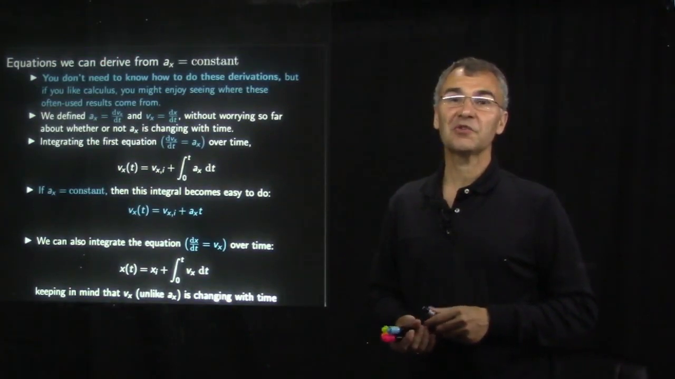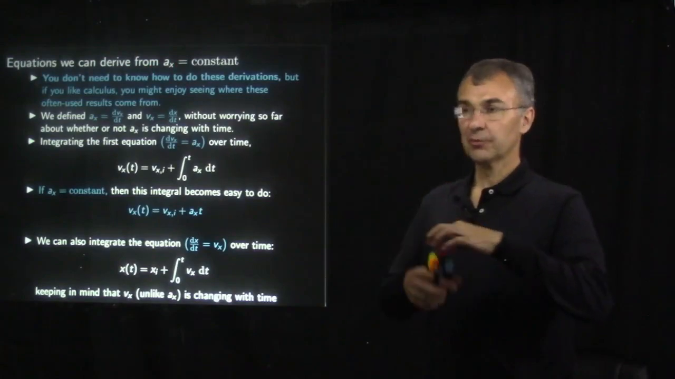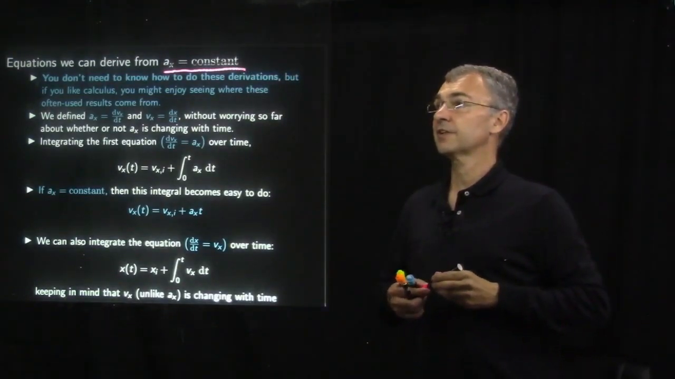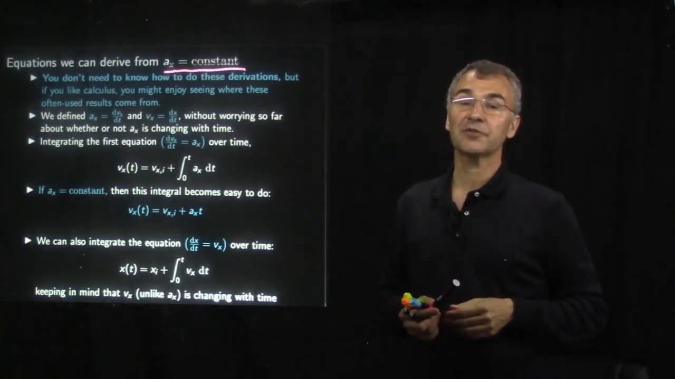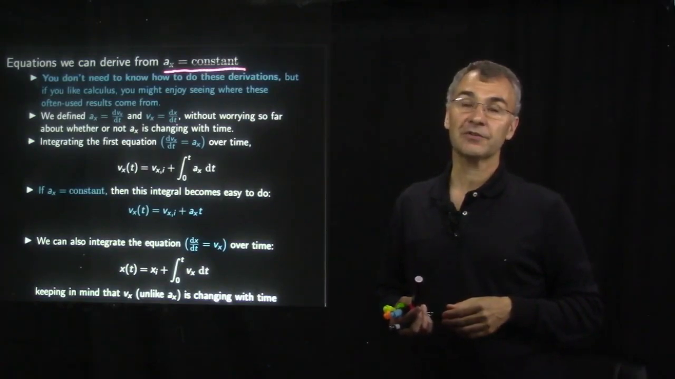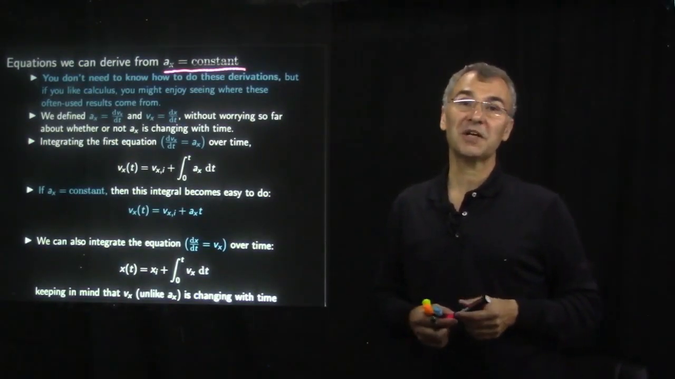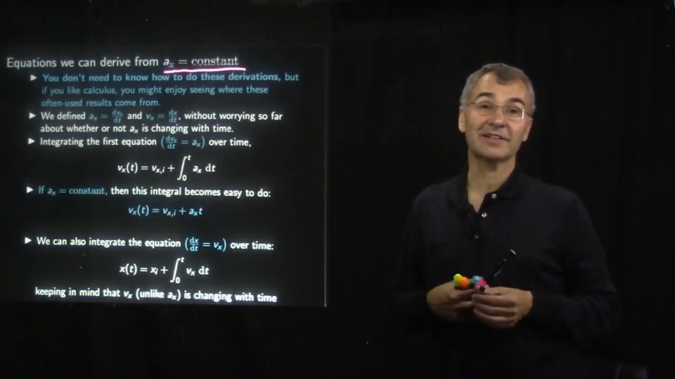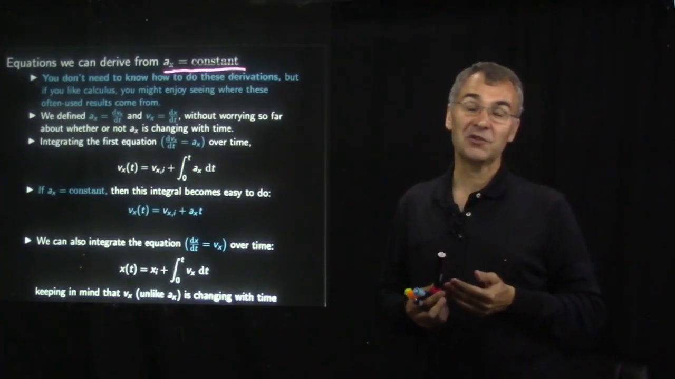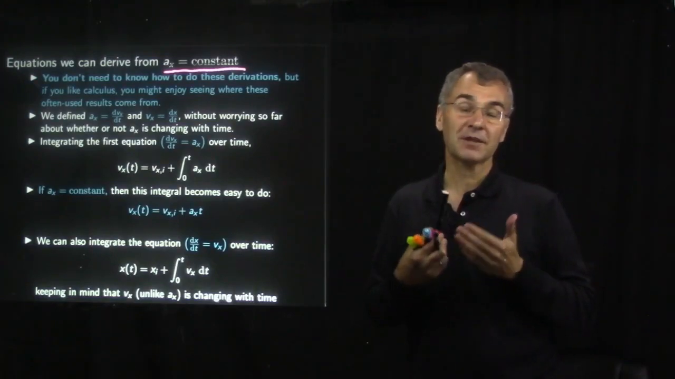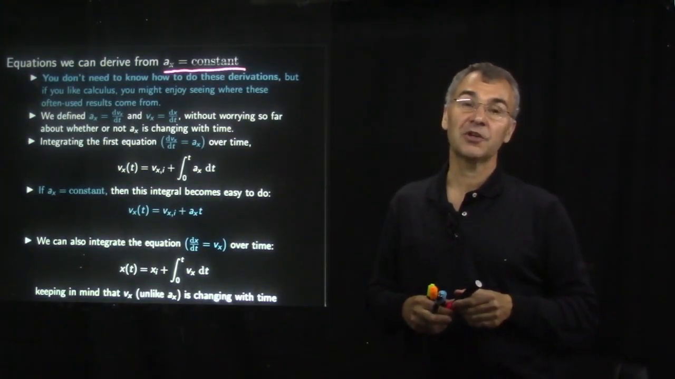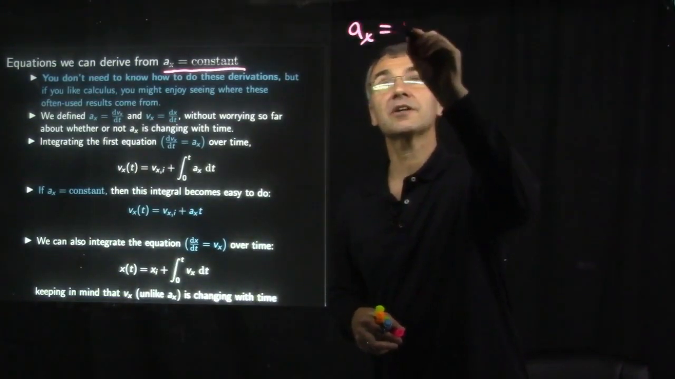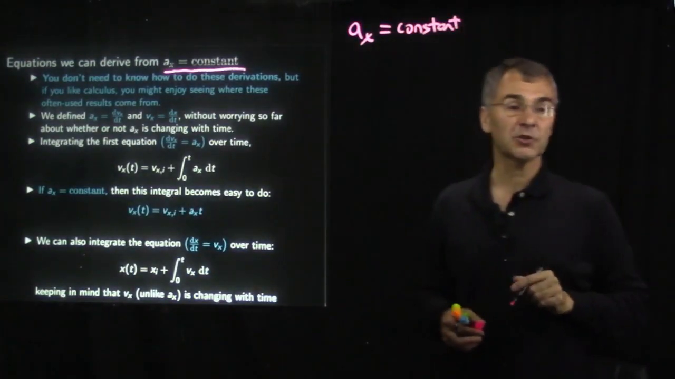Let's work out some of the results that we can derive from the assumption that a sub x is constant, that acceleration in the x direction is a constant. Now, you do not need to know how to do these derivations. Not everybody has learned calculus. And even if you did at some point learn calculus, it might not have been an experience you enjoyed. That's perfectly okay. Some of you know calculus and like calculus. So if you like calculus, you can watch closely. If you don't like calculus, you can cover your ears, but just be aware that these results that we use for constant acceleration are simply this assumption that a sub x is a constant, and then we'll do a little bit of math.